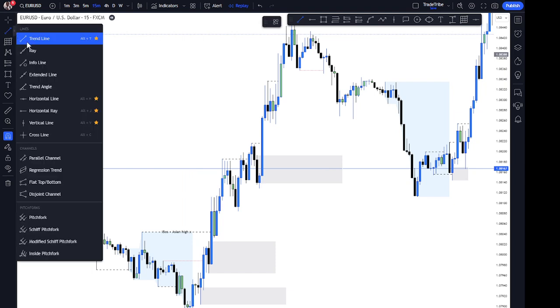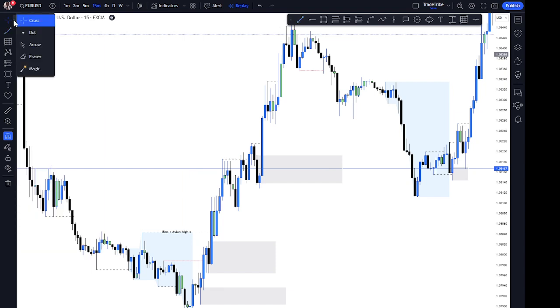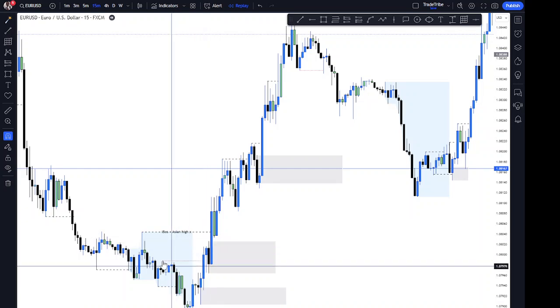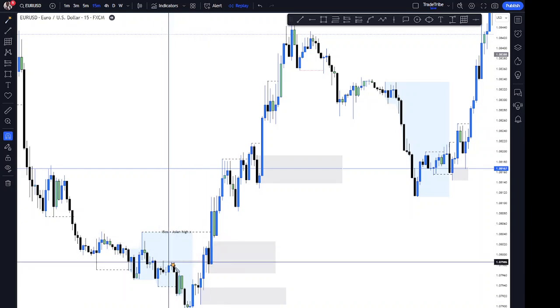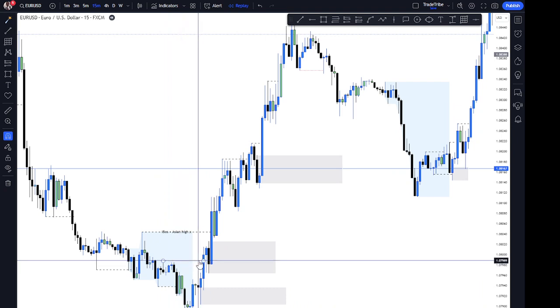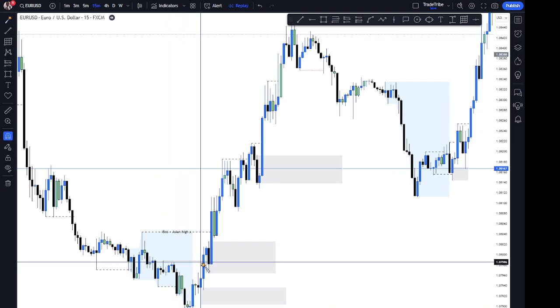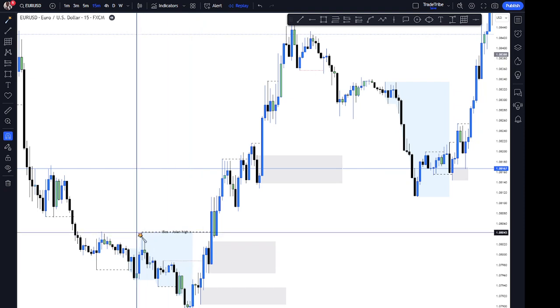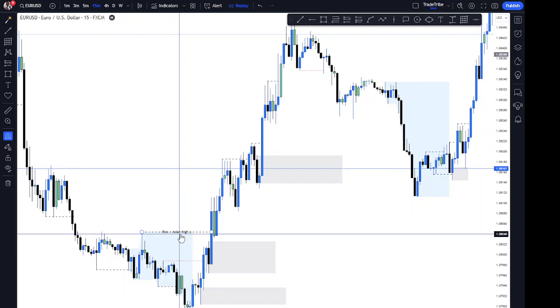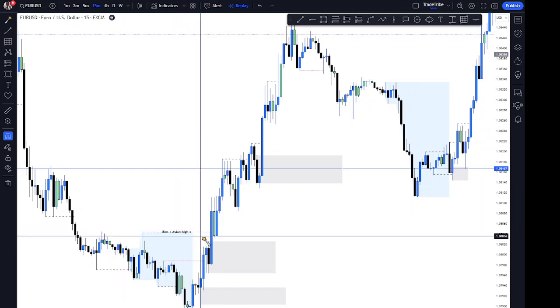What happened down here? It went back up and broke this previous high here. So that's where we are now shifting from bearish to bullish.